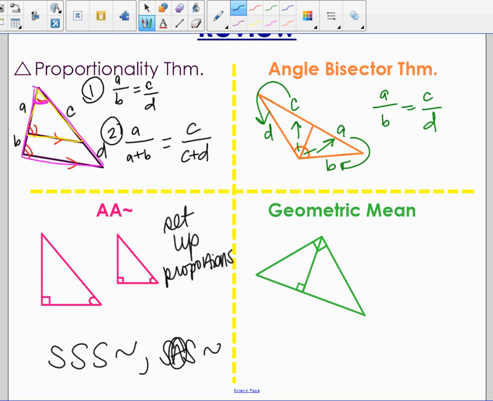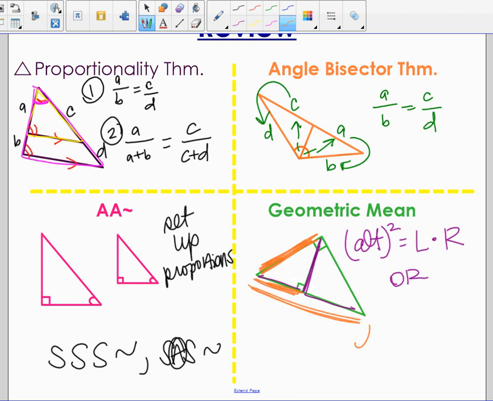And then the last one is the geometric mean. Remember there are two of those. That's either your altitude squared equals left times right, or if you're given the leg, it could be leg squared equals short adjacent times long, which is your hypotenuse. It doesn't matter how you think about it. Just make sure that it's the whole thing.